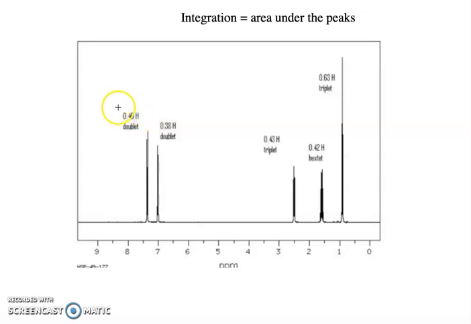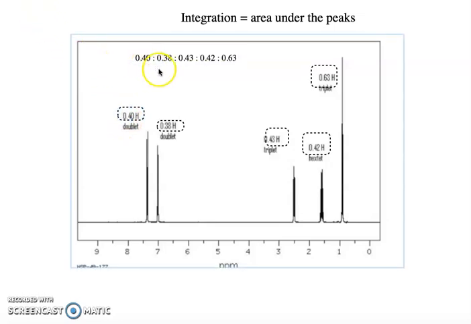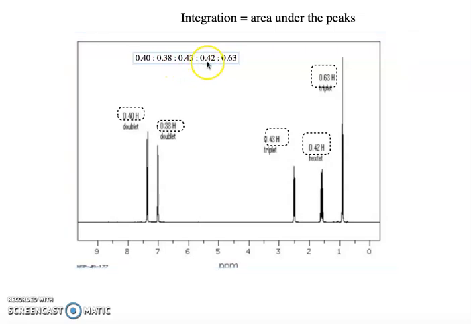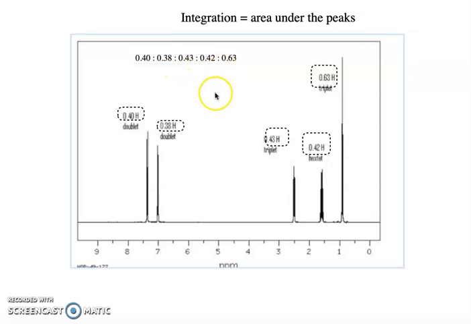So what this tells me is that this peak is 0.4, this is 0.38, 0.43, 0.42, and 0.63. That's the relative area under each of these peaks. So my ratio is 0.4 to 0.38 to 0.43 to 0.42 to 0.63. Now obviously I can't have 0.4 of a hydrogen or 0.63 of a hydrogen. This is just the ratio of them.